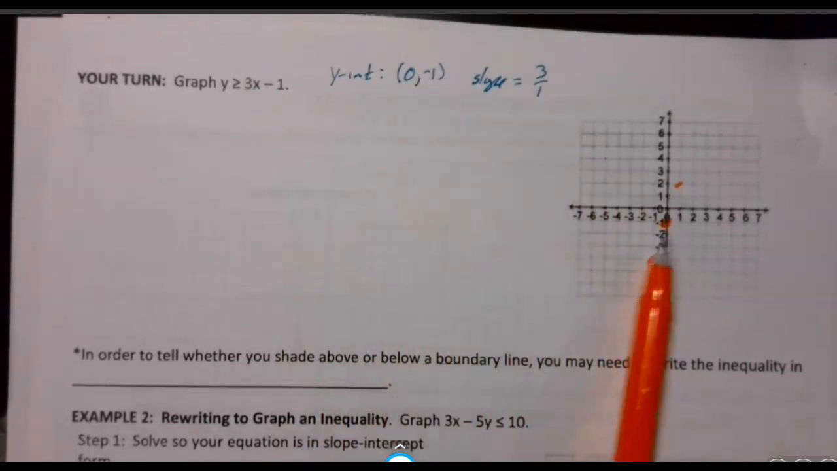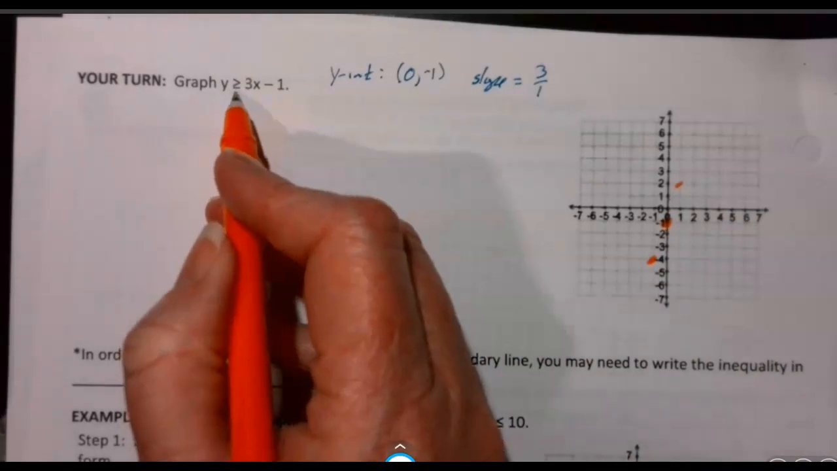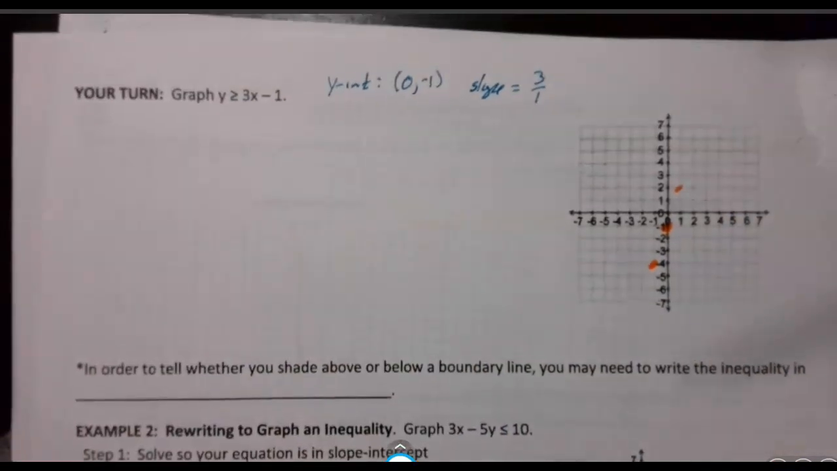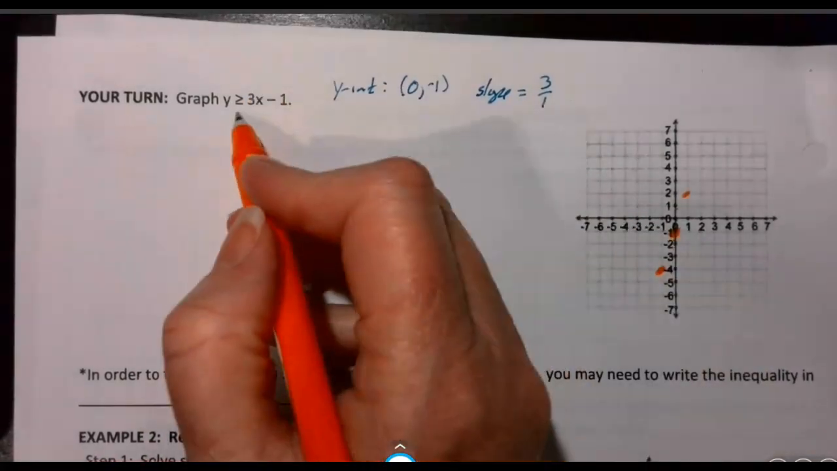So this is what I would do. I plot the points. I've plotted the points. Now I'm going to determine if it's dashed or solid. This is greater than or equal to. So therefore it is going to be a solid line. This is a solid line.